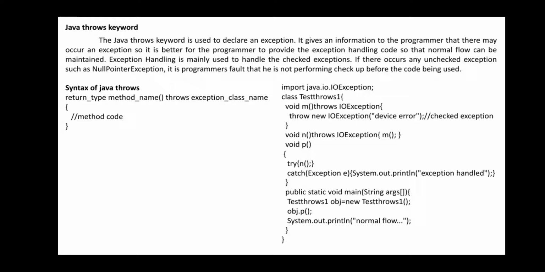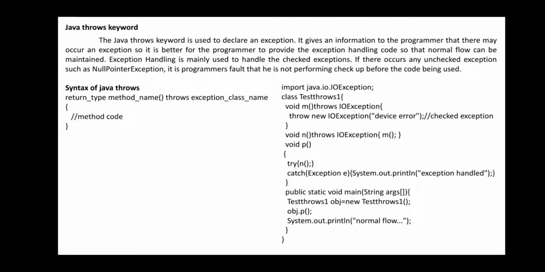So what this particular throws is going to say, it is going to give information to the user. Sometimes when you are executing a program, at that particular position you can get an error or exception. So provide an exception handling mechanism over there so that you will have a normal flow of execution. Exception handling is mainly used to handle the checked exceptions. Meaning when you are checked, once again you are going to work on that particular thing. We can call them checked exceptions.